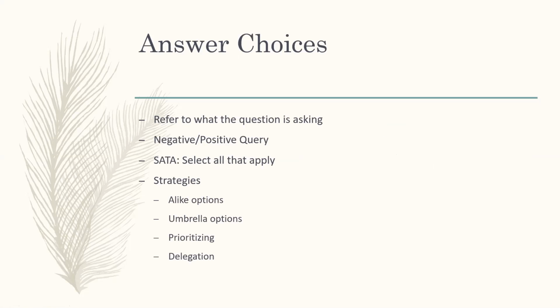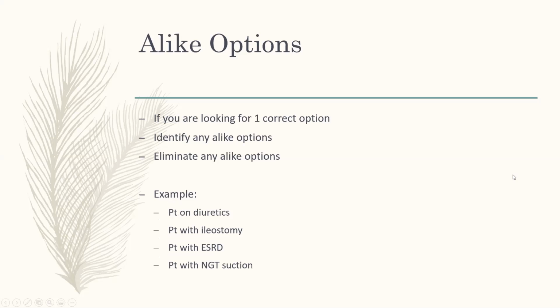Let's move on to the answer choices themselves. Again, there are more testing techniques about the question, but again, I want to make this quick and simple for you guys. So for answer choices, again, we have to refer back to what the question's asking us. Is this a negative or a positive query? So am I looking for a right answer or a wrong answer? Oh, the dreaded dun dun dun, SATA or select all that apply. And then we have a couple of different strategies like alike options, umbrella prioritization, which I told you we'd come back to, and delegation. Again, these are the highlights because there are many, many more, but I want to give you guys the quick and dirty.